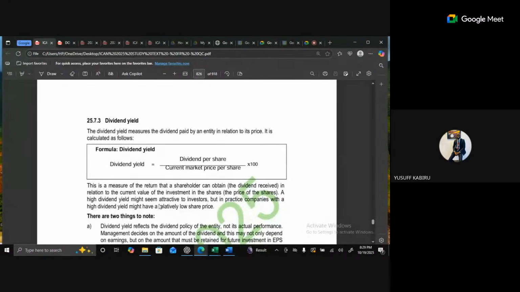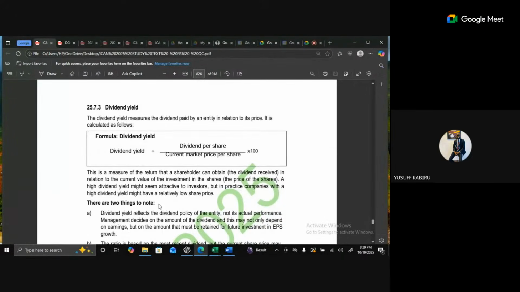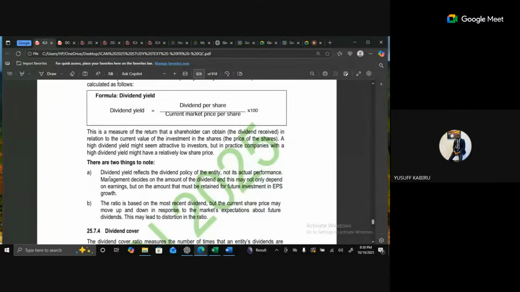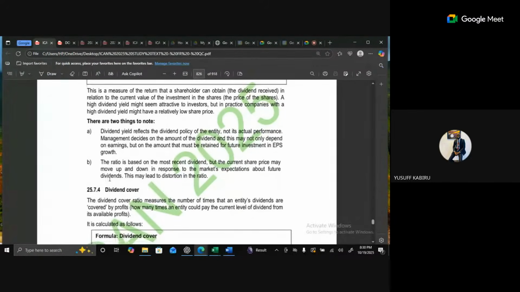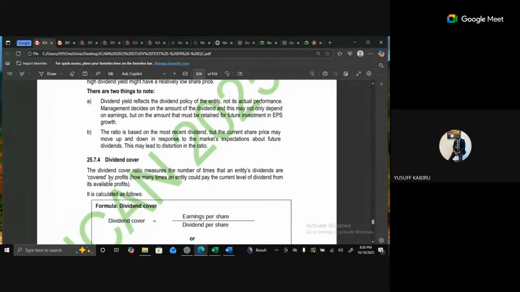And dividend yield is just comparing your dividend per share over the current market price per share, for you to know whether the dividend that you're getting actually has more value when compared to the market price. So I think that's that.